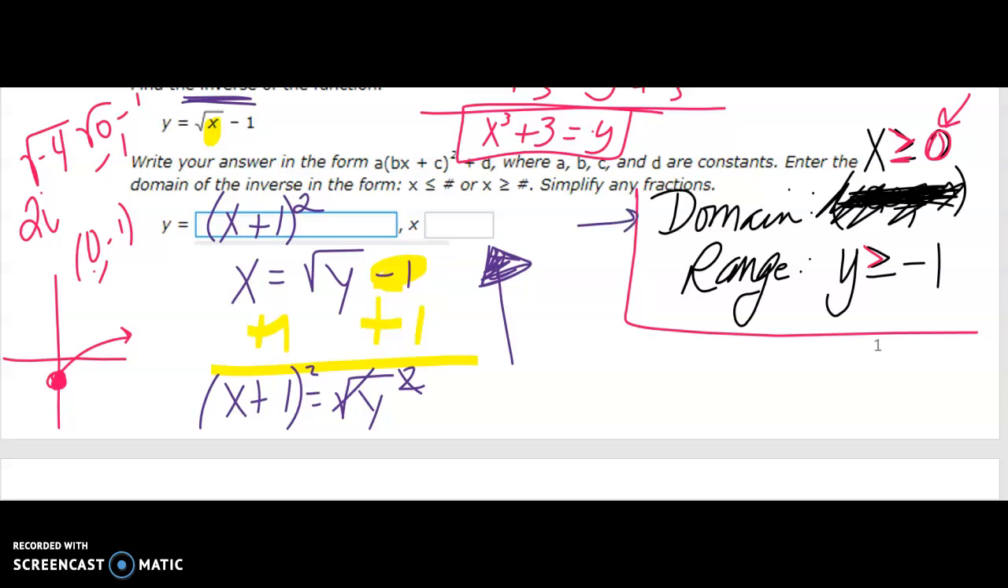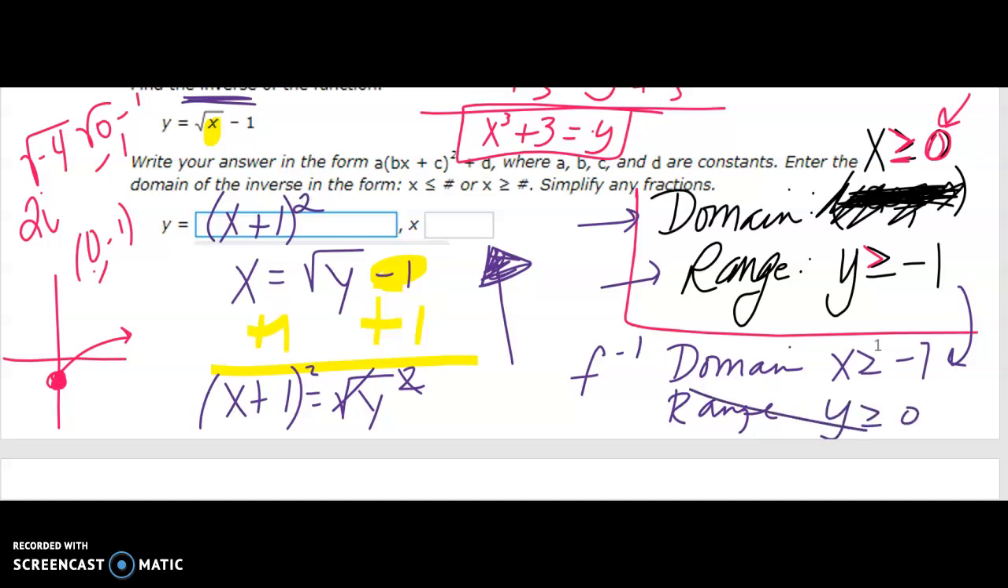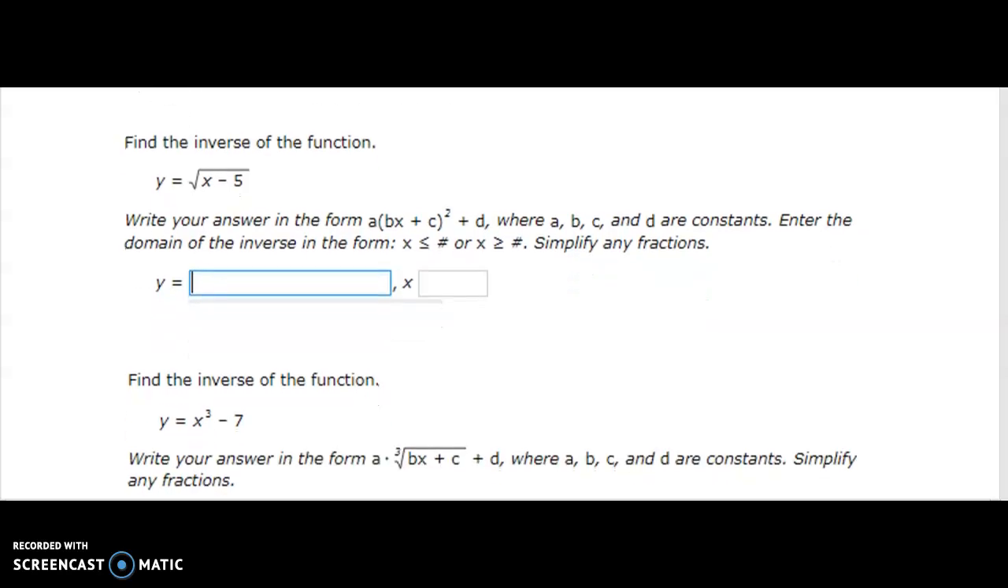If the domain is talking about the x's and the range is talking about the y's for the original one, then if we're finding the inverse, the domain was the original y, and the range is the original x. You don't really need to know anything about the range for the inverse, but because it's talking about x right here, we are going to put the range of the original function. So x is greater than or equal to -1. It's a lot of information, I know. I will try to do better on the next one that we have, which is this one right here.